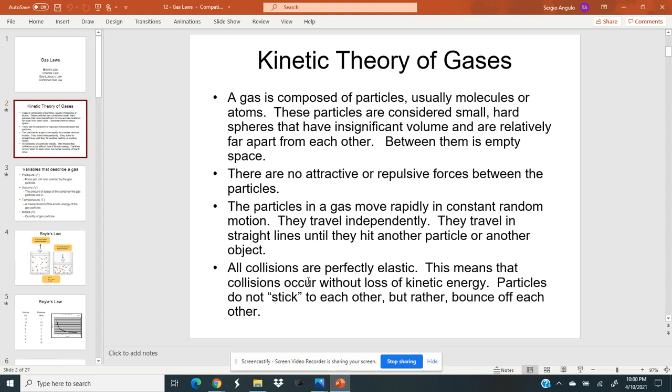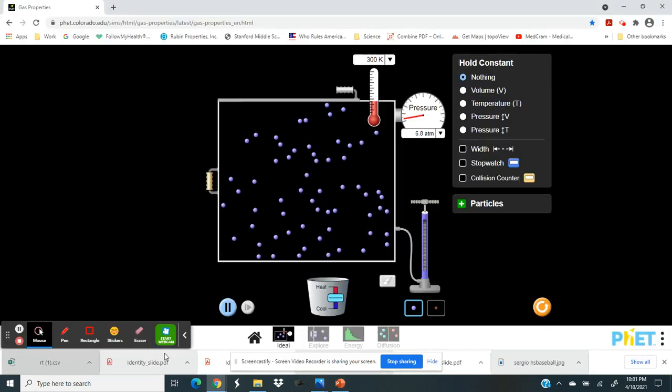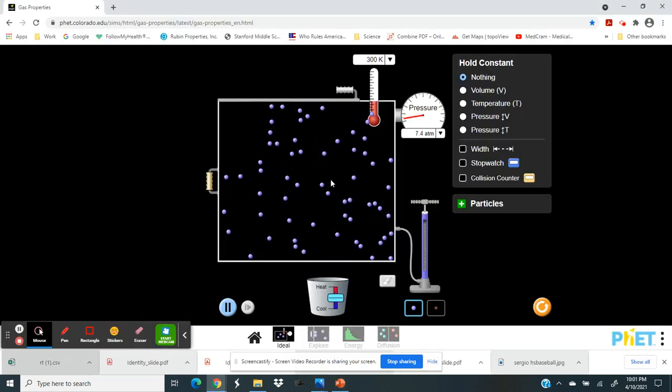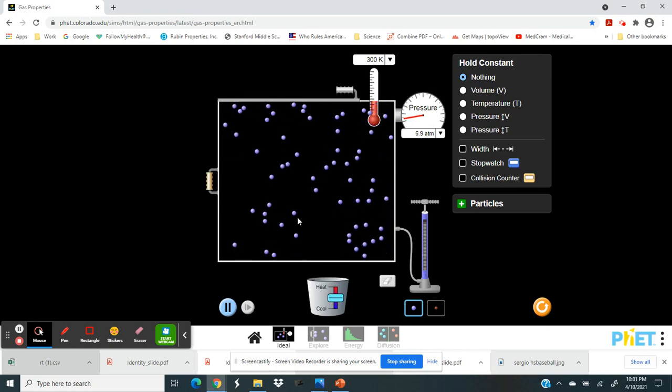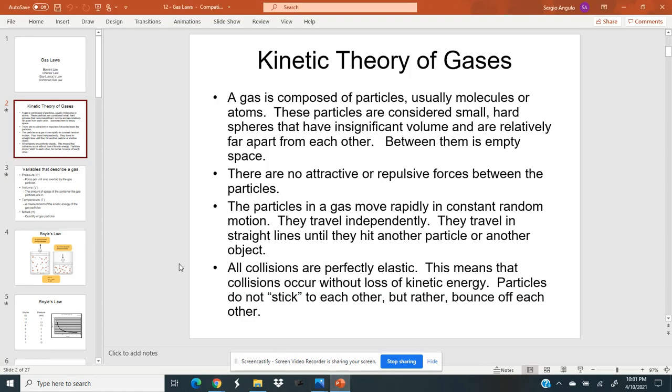Okay. And all collisions are perfectly elastic. This means that collisions occur without loss of kinetic energy. In other words, they don't stick to each other, but they just bounce off of each other. An inelastic collision would be one where they stick to each other, like a ball in a mitt in baseball. These are just more like billiard balls. They kind of bounce off of each other. Okay. So that's basically the kinetic theory of gases, just explaining how gas particles behave in a gas, what you would see if you could see gas particles.